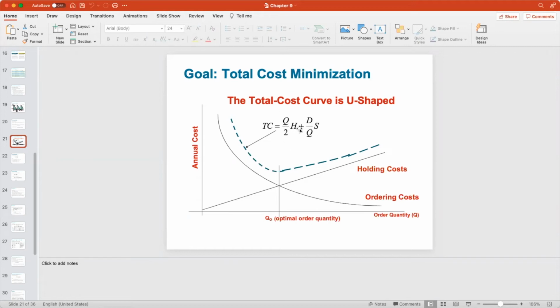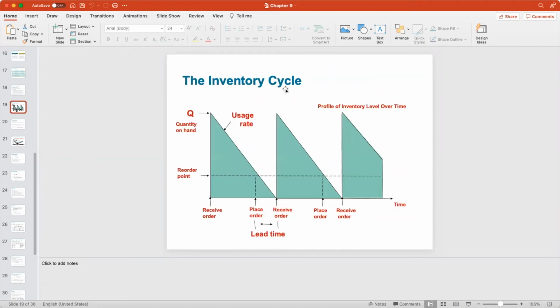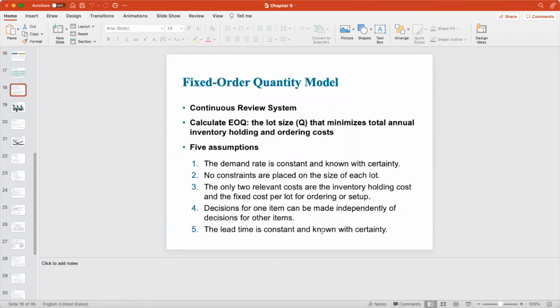First of all, this represents the total annual holding cost. Why? Remember we have this plot, when we illustrated the key idea of the inventory cycle within the fixed order quantity model. We know that the maximum level of inventory is Q. The minimum level is what? It is 0, if we follow this basic assumption here.